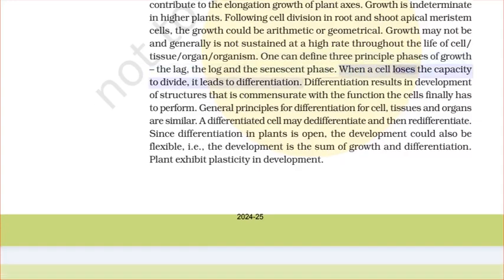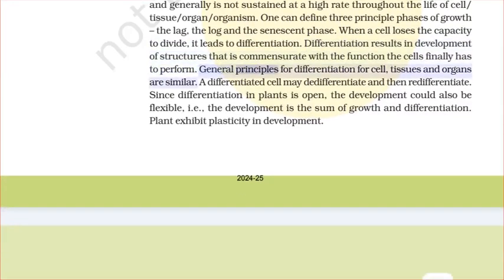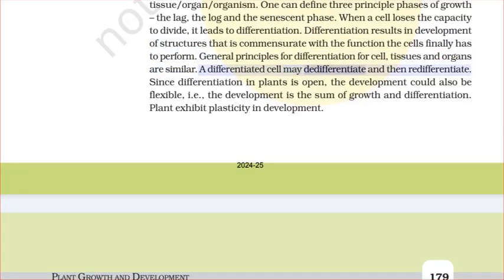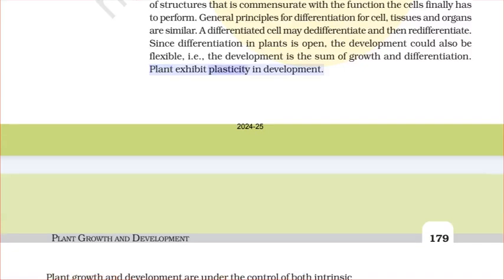When a cell loses the capacity to divide, it leads to differentiation. Differentiation results in development of structures that is commensurate with the function the cell finally has to perform. General principles for differentiation for cell, tissues, and organs are similar. A differentiated cell may dedifferentiate and then redifferentiate. Since differentiation in plants is open, the development could also be flexible, i.e., the development is the sum of growth and differentiation. Plants exhibit plasticity in development.